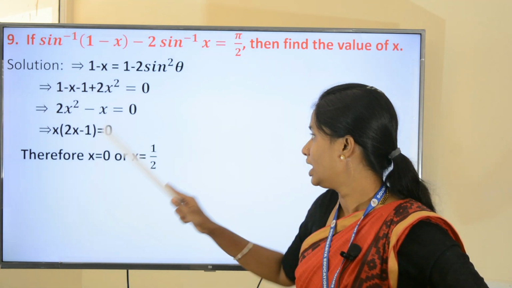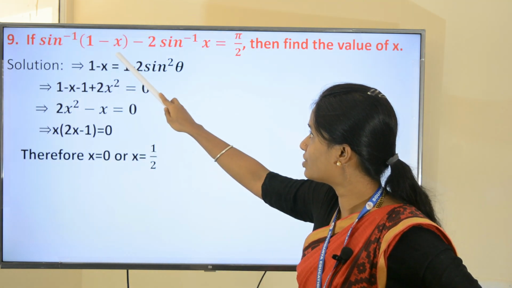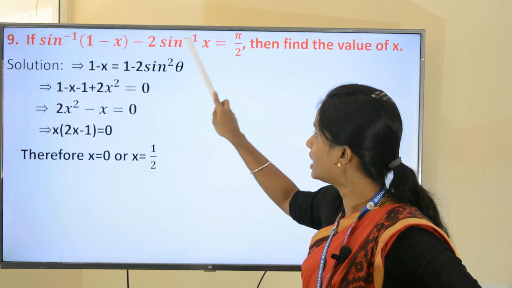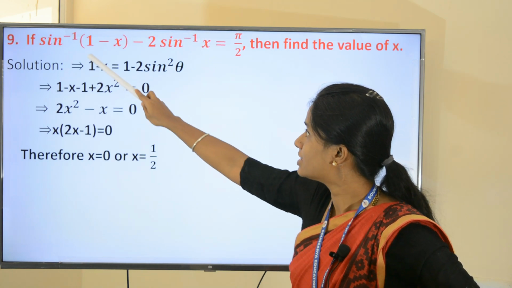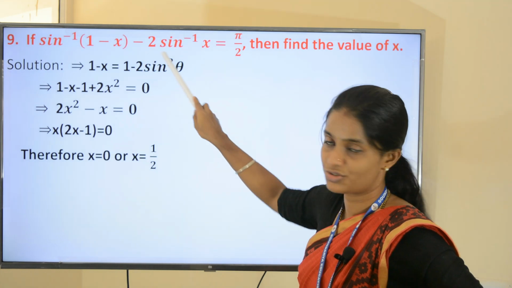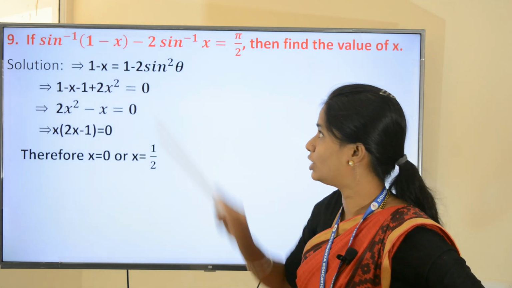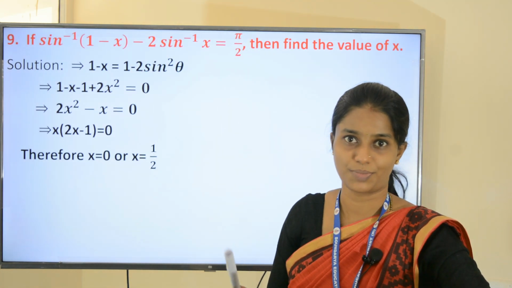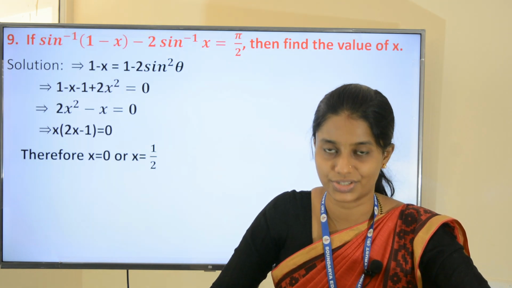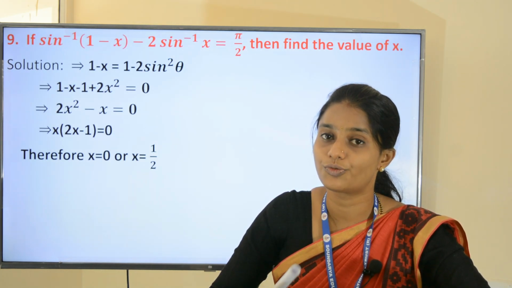x is equal to 0. Please substitute here. Then it will be sine inverse of 1 minus 2 sine inverse of 0. Sine inverse of 0 will be 0. So that is sine inverse 1 minus entire term is going to be 0. Sine inverse 1 is equal to pi by 2. So left hand side we got pi by 2. Right hand side expression is pi by 2. LHS is equal to RHS. Therefore x is equal to 0 is the solution for the given question.